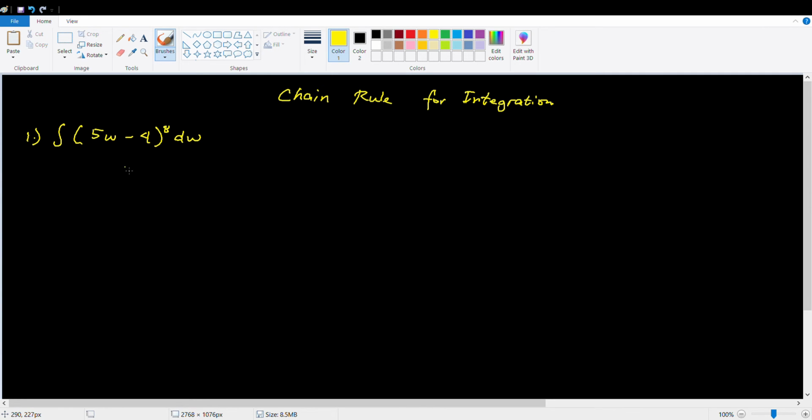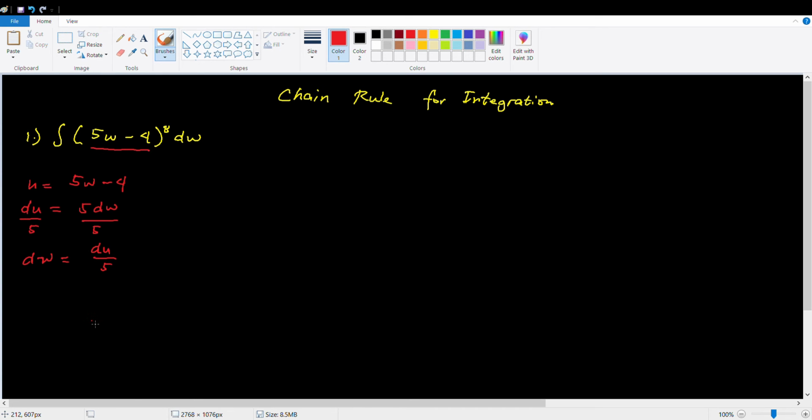So first off, what I'm going to do is to assume this inner function right here as our u. So u is equal to 5w minus 4. So we get the du. We find the derivative of this u. So we have du is equal to 5 dw. Solving for dw, we get dw is equal to du over 5.